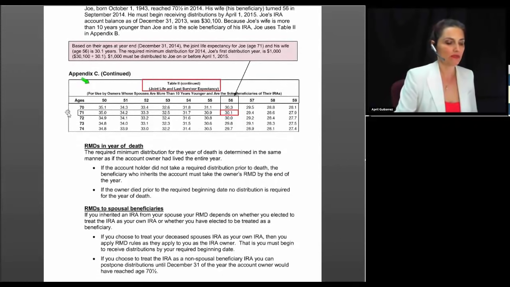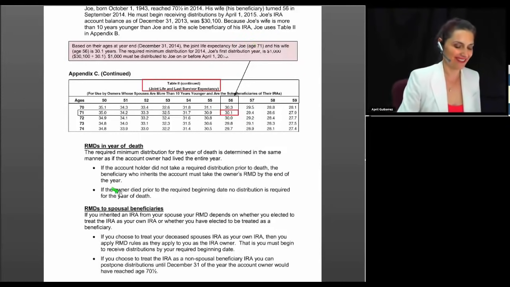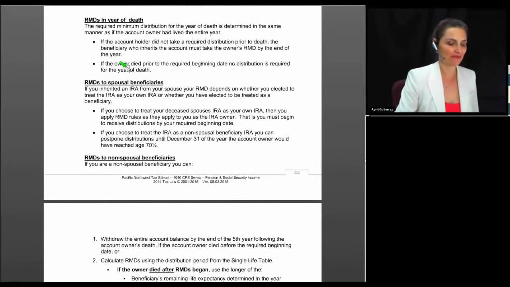So he goes to Table 2 and he finds his age and he follows it across until he arrives at his wife's age. And when he does that, he uses this ratio right here, 30.1. He divides 30.1 into the account balance, and when he does that, he gets $1,000 again. It's because that's how IRS decided to make it round nicely for you.